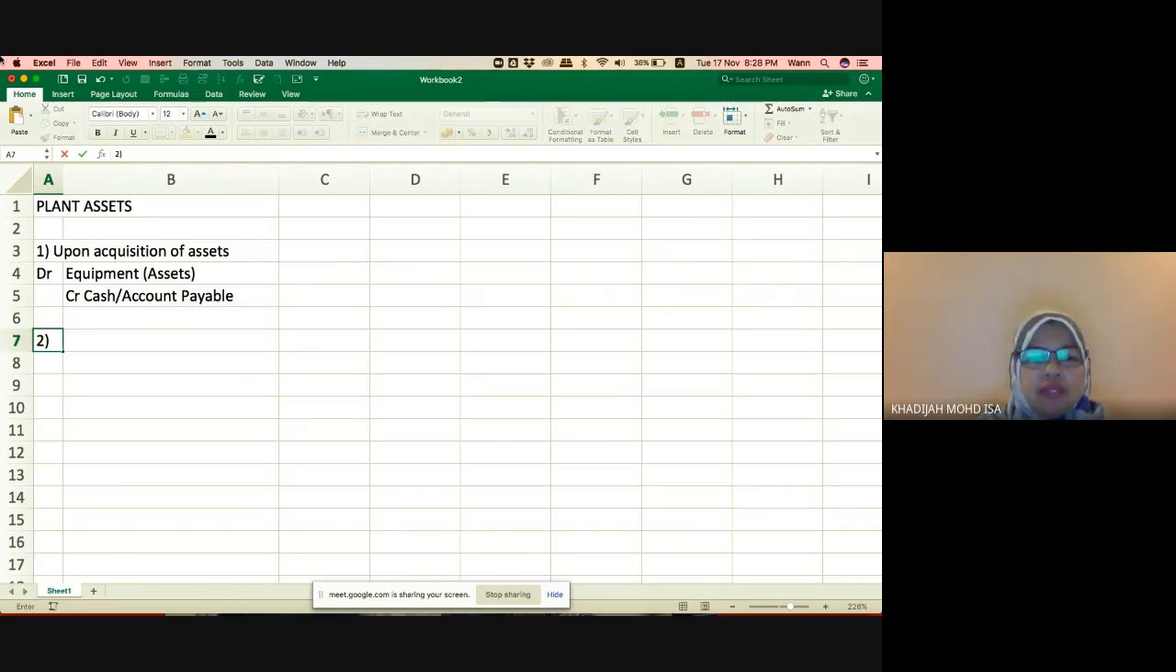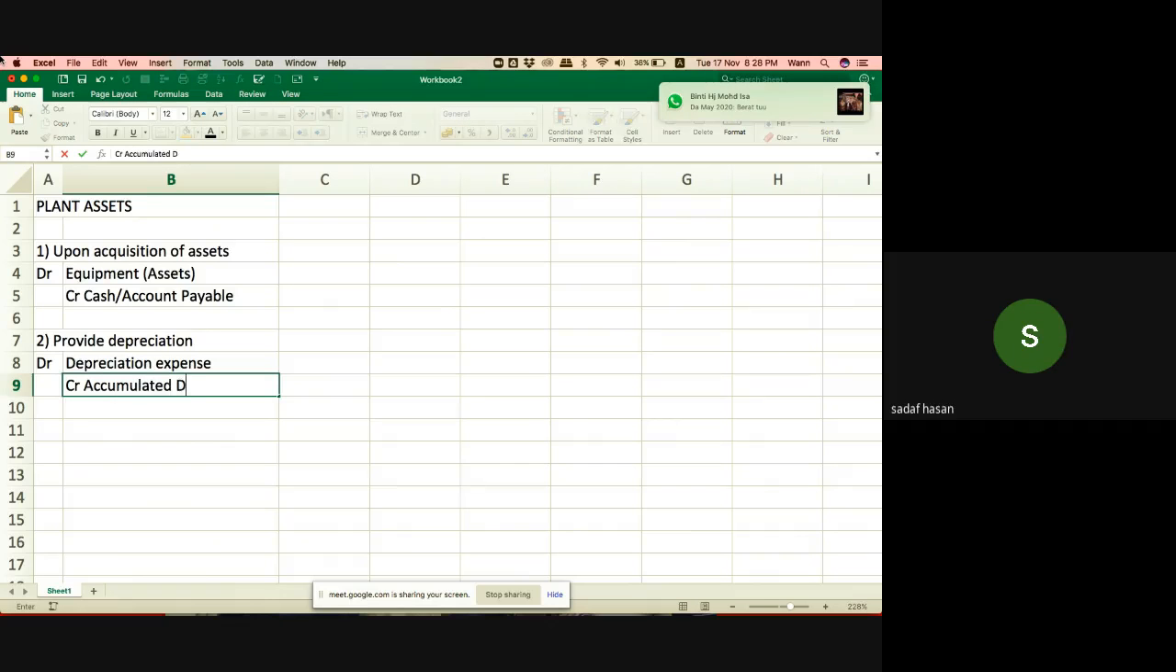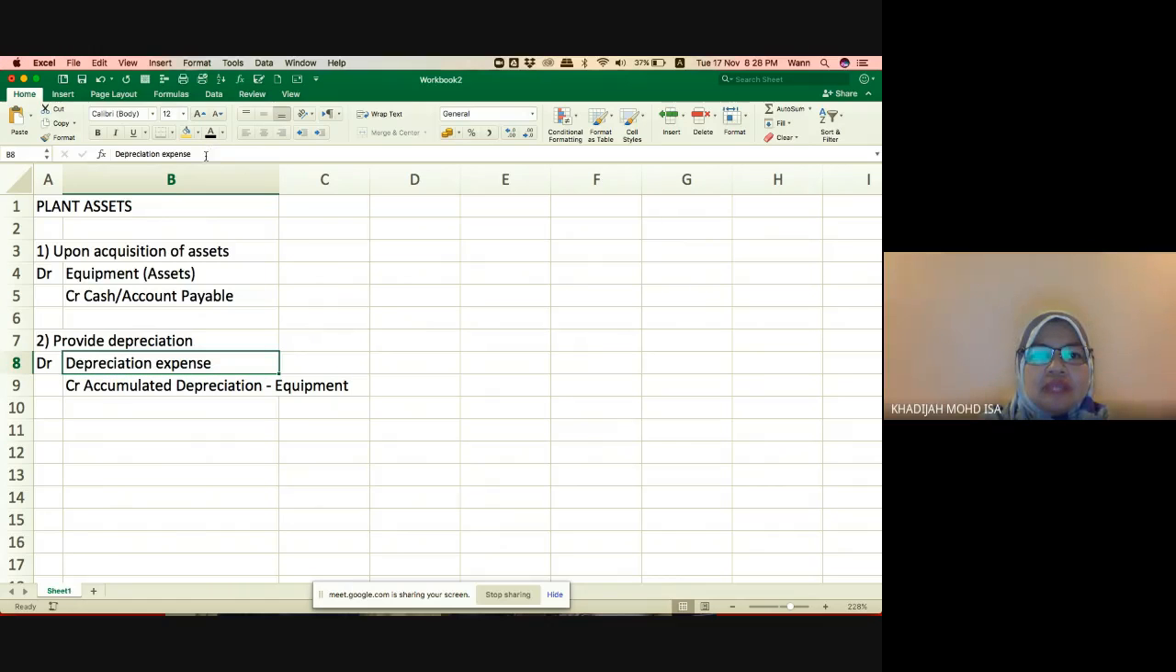Number two is that when you provide depreciation, you are going to debit your depreciation expense and credit your accumulated depreciation. And this depreciation is on the equipment. So for every asset, you have to do the same thing. If you have other assets, for example, you have your building, you have your machine, you have to provide depreciation expense for each asset accordingly.